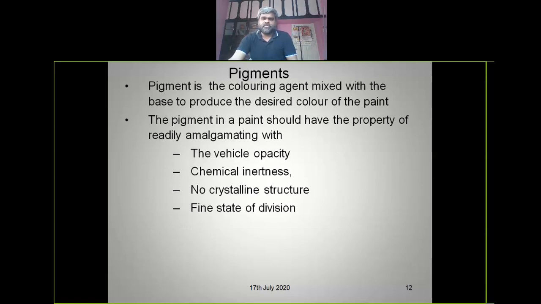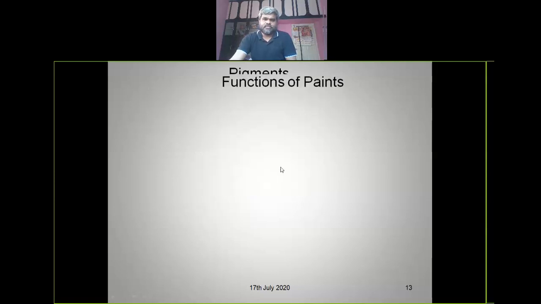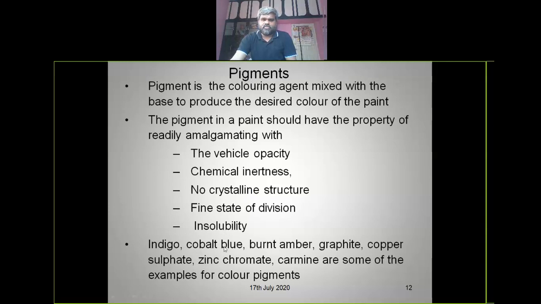Pigments, coloring agents. Pigment is a coloring agent mixed with the base to produce a desired color in the paint. The pigment in the paint should have the property of readily amalgamating with the vehicle. Capacity, opacity, chemical inertness, no crystalline structures, fine state of division, and insolubility should be there for pigment. So indigo, cobalt blue, burnt umber are some of the colors we can form. Right? Pigments.